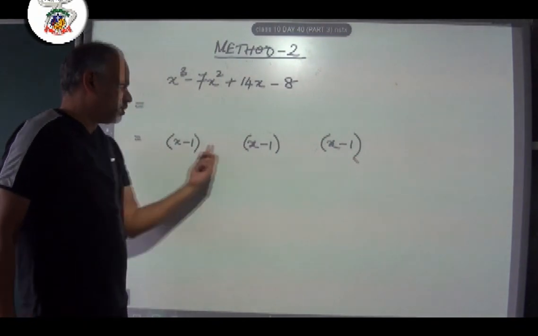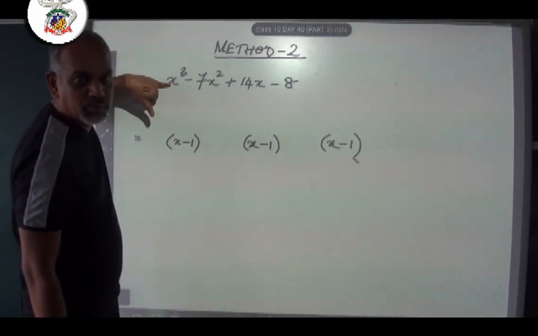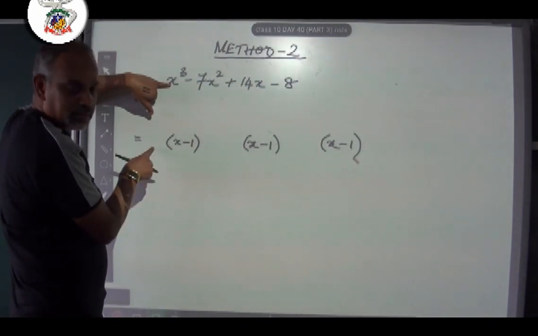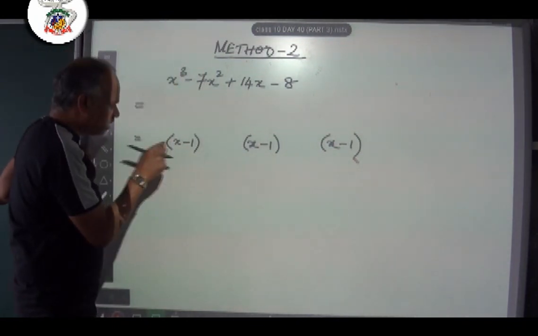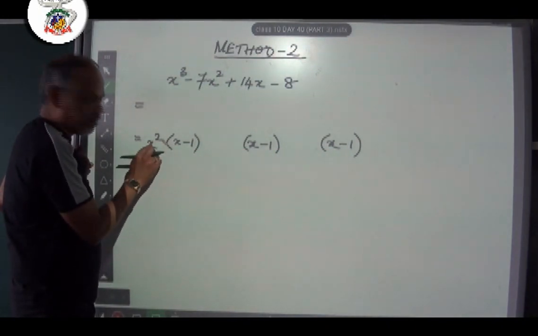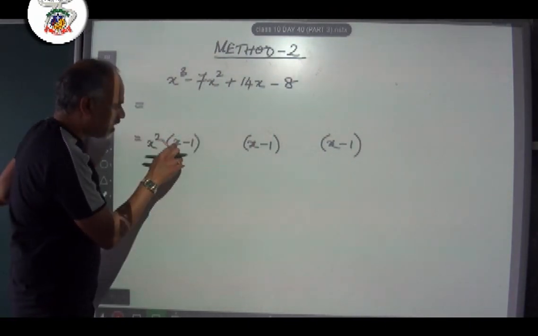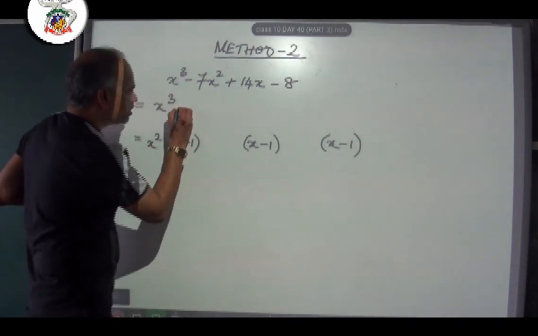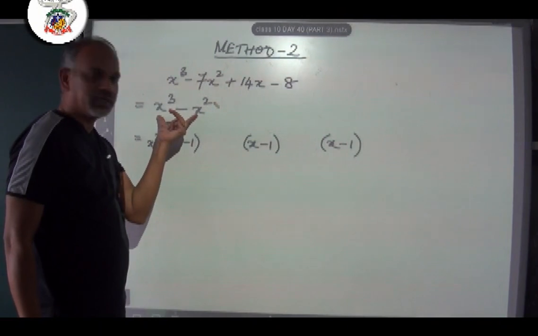Now, after writing this known factor 3 times, look at the first term here. You have an x cube. Get this x cube by multiplying something with x minus 1. That is, x has to be multiplied with something to give you the x cube. So x into x squared will give you the x cube. I have written the x squared here. Now do the multiplication and write the result here. So x squared into x will give you x cube. Then x squared into minus 1 is minus x squared. So both of these I have multiplied, I have written it here.